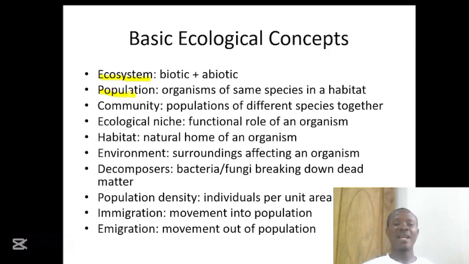The second one here is population. A population is a group of organisms of the same species living together in a particular habitat at a particular time. So in here we have to talk about the same species. That means if we are talking about humans, it will just be human. If we are talking about cats, it will just be cats, in a particular habitat at a particular time.